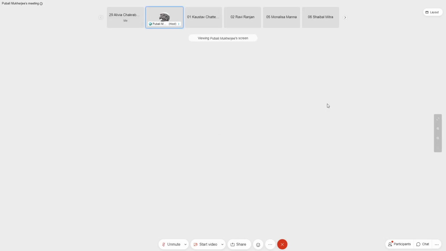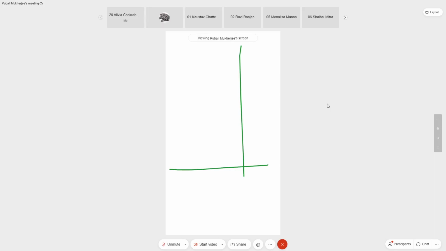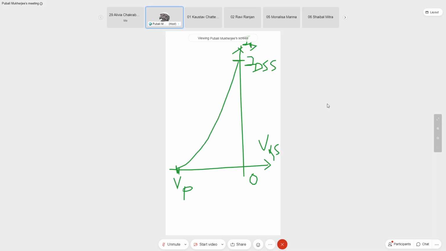So this is the transfer characteristics that we are dealing with. This is VP. This is ID, maximum value, IDSS. This is 0. This is VGS. We are plotting negative values of VGS. So if you're plotting the transfer characteristics, it is something like this.